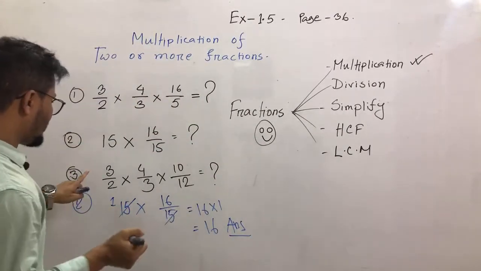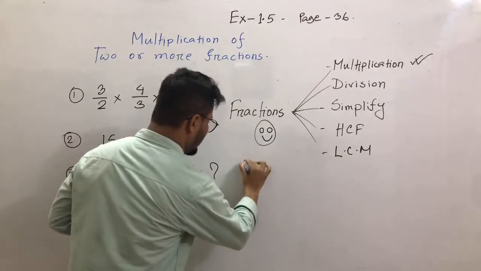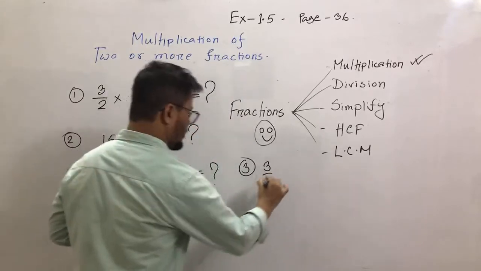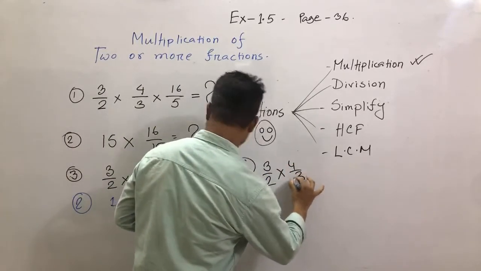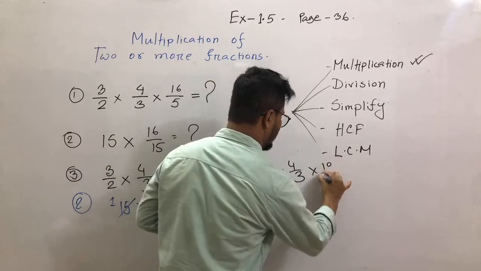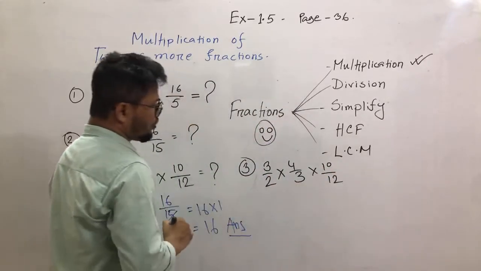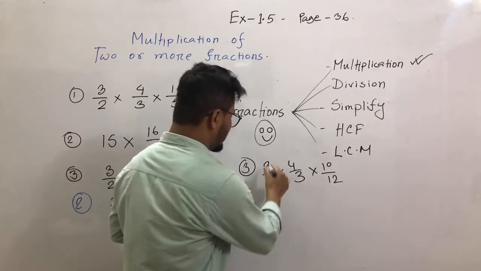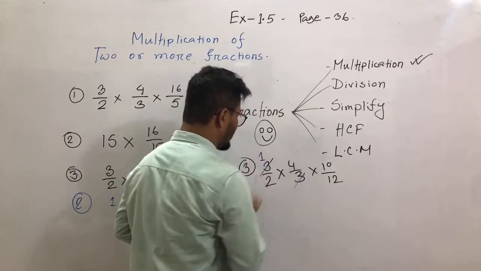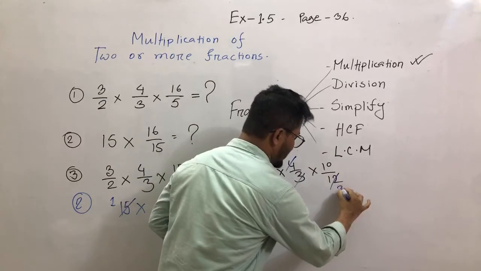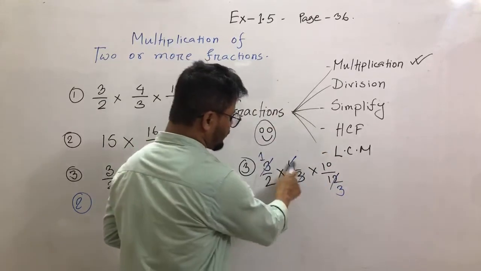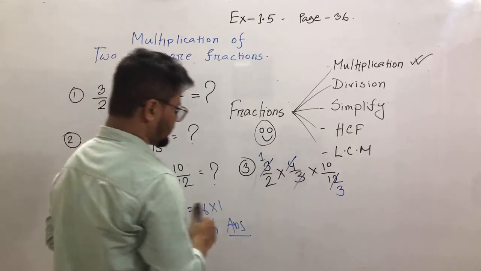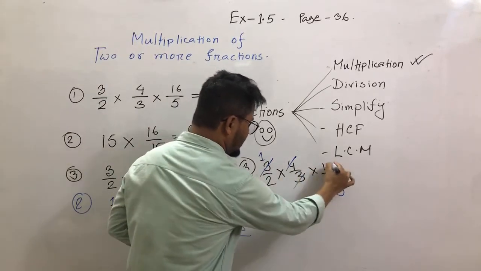This is now question number 3. The question given here is 3 by 2 multiply 4 by 3 and multiply 10 by 12. So we can divide 3 by 3, 3 1 times 3. And then 4, how many times? 3 times, 4 3 times. So now here we see there is a 10, there is 2.